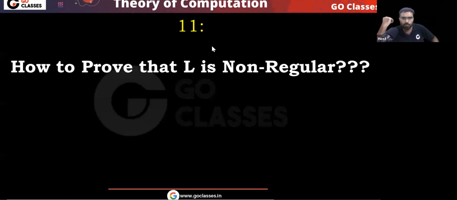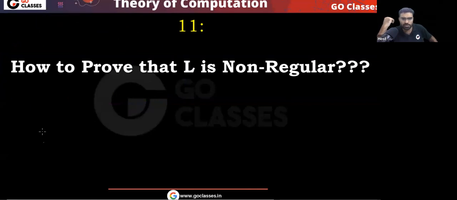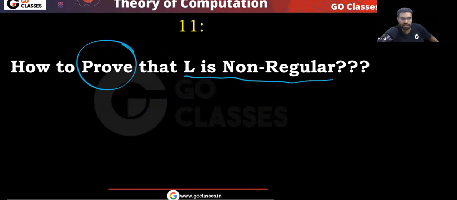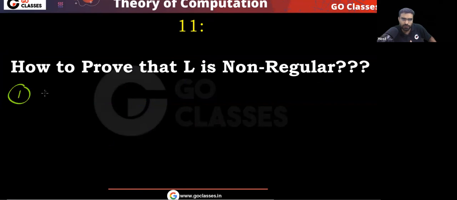Now let's see how to prove L is non-regular. If someone asks you to prove L is non-regular, what will you do? We can prove this by contradiction. What I will do is first assume L is regular. Remember, first I will assume L is regular.